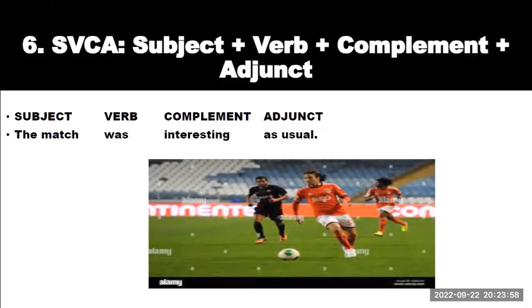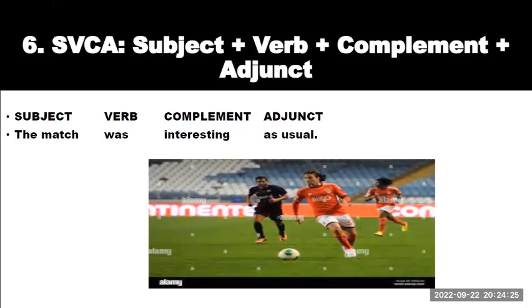The march is the subject. The subject is the topic. Everything we are talking about is about the march. And so the subject is the topic of the sentence. I want you to get this right. And then the verb is the word that expresses either an action or a state of being. In this case, the verb was reports a state of being in the past.